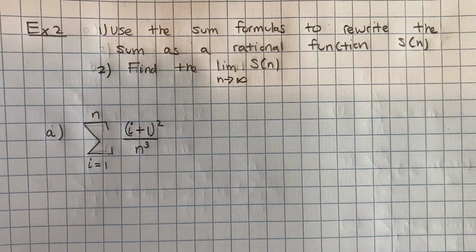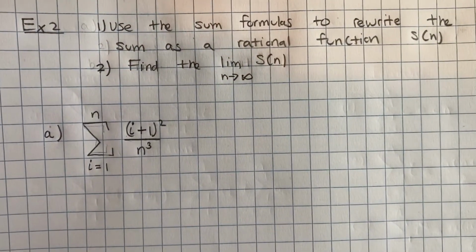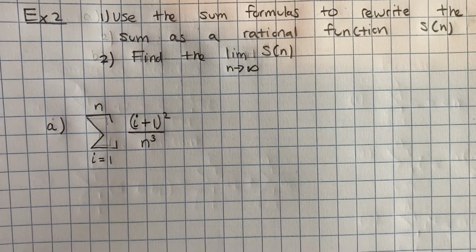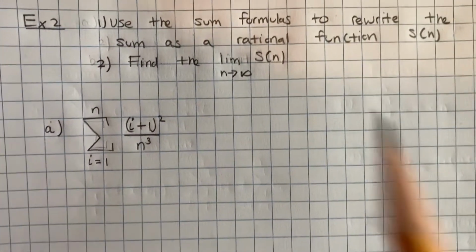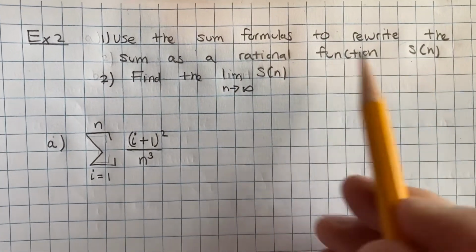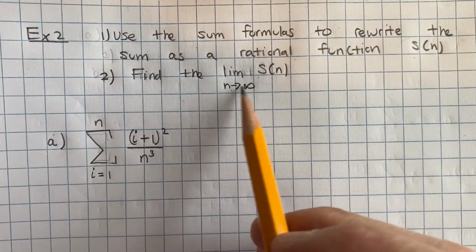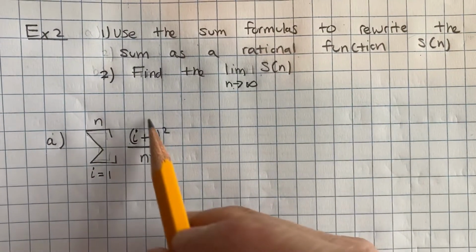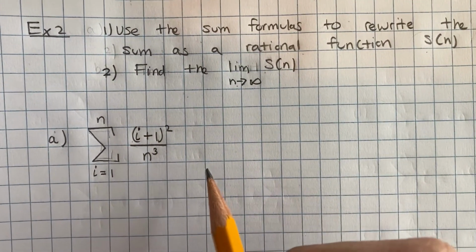All right, so in this next example, it's more of the same thing as example one, except you just have a different expression here. It says use the sum formulas to rewrite the sum as a rational function s of n, and then find the limit as n goes to infinity of s of n. Okay, so what we just did in example one, we're doing the exact same thing.